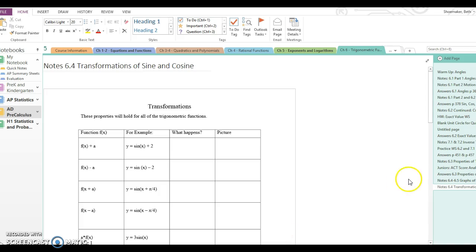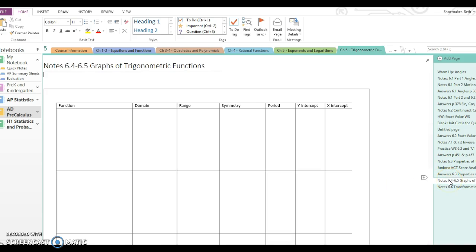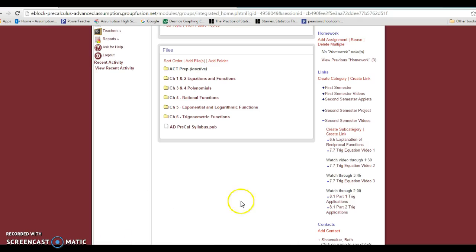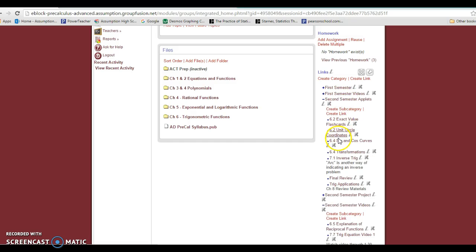On OneNote, there are several documents that you need. The Notes 6.4-6.5 graphs, which we will just use the first two rows of today, and then the Notes 6.4 transformations, which we will complete as well. It would be a good idea also to look at, besides second semester videos where you found this, second semester applets, which is where both of the applets are that I'm going to use today.